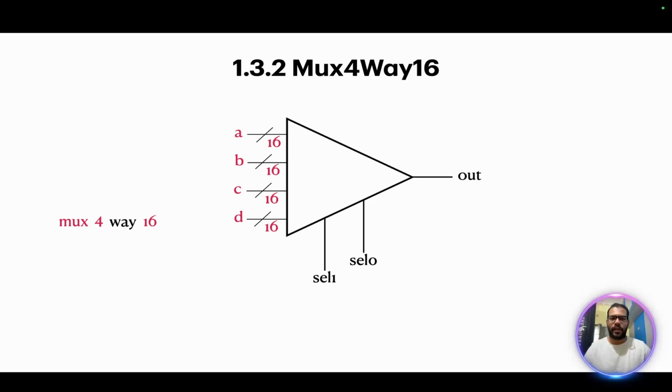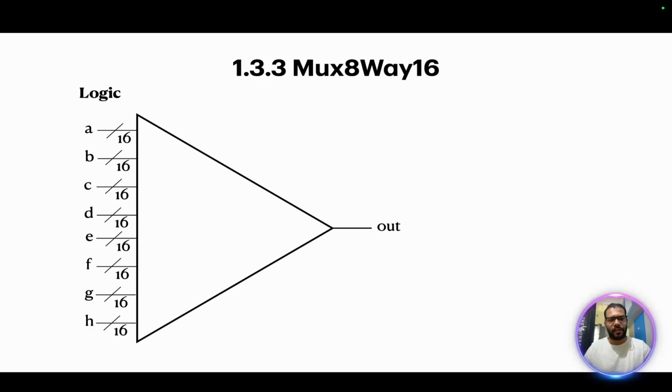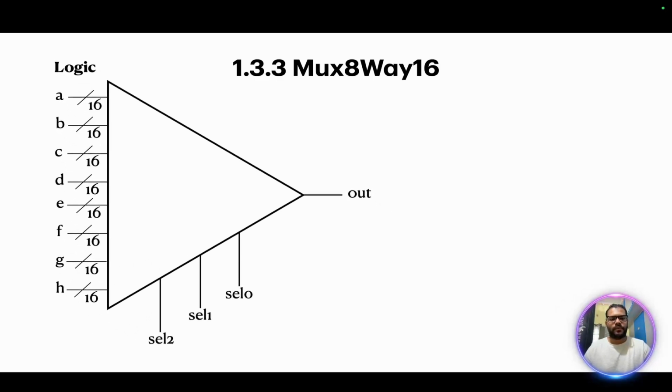Now let's move ahead with the next chip, which is MUX 8-way 16. The problem is very similar. You have 8 inputs and 1 output. You're supposed to select out of the 8 inputs, and each of the 8 inputs is 16 bits. This is the symbolic representation, and you have 3 selector signals. The number of selector signals required is log base 2 of the total number of inputs. Let's say you have 2 inputs, you need log 2 of 2, which is one selector signal. For 4 you'll need 2 selectors, for 8 you'll need 3 selectors, and if you have 16, then you'll need 4, and so on and so forth.